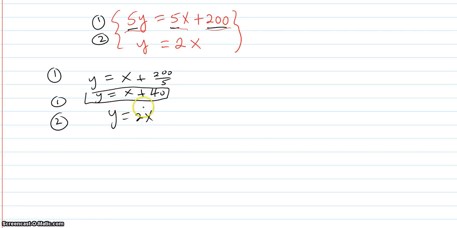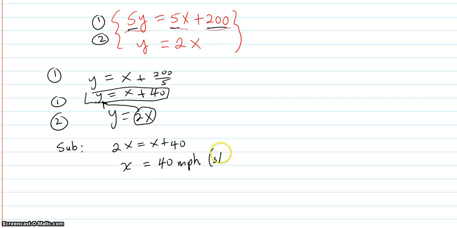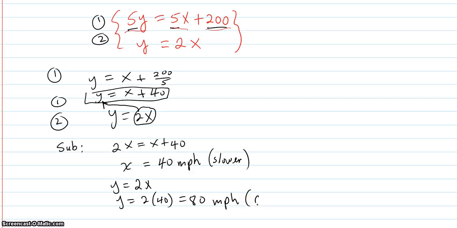So it looks like a substitution. So y equals 2x goes right in there for that y. So you substitute and you get 2x equals x plus 40. Subtract x from both sides. x will equal 40 miles per hour. That's the slower car. And what's y? y is 2x. So y equals 2 times 40, which is 80 miles per hour. And that's the faster car.